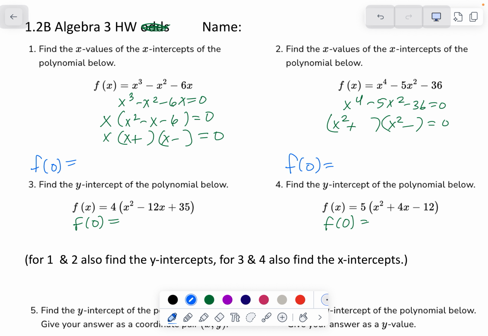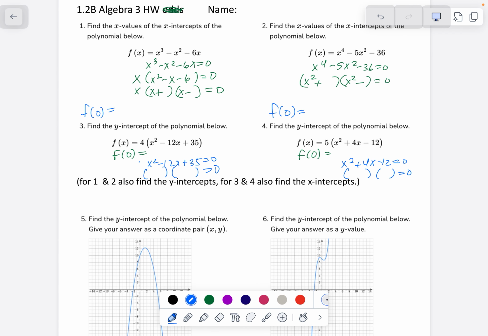So you're just going to set x squared minus 12x plus 35 equal to 0, and x squared plus 4x minus 12 equal to 0. They both factor. They both will break apart like that. I think the last one breaks apart. Let's think. Yeah, it does. They both break apart. Okay, so that will test your factoring skills.